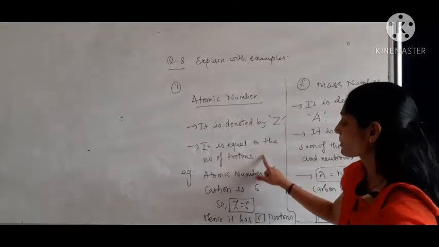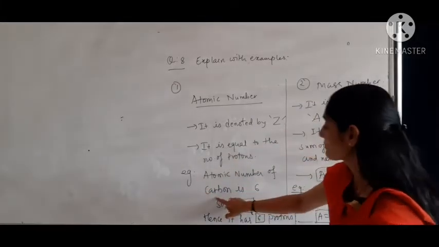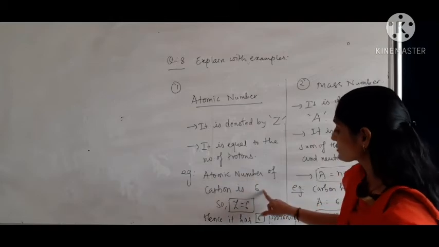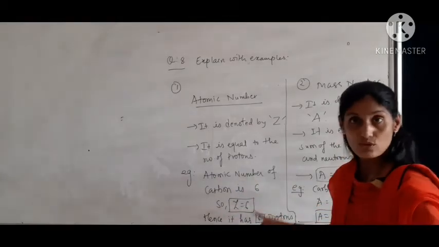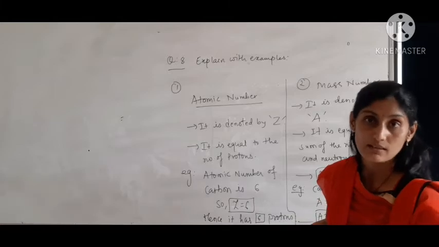It is equal to the number of proton. Example अगर ले रहे हैं हम लोग कार्बन, so atomic number of carbon is 6. That means you can write that Z is equal to 6. So you can say that number of proton in carbon is equal to 6.